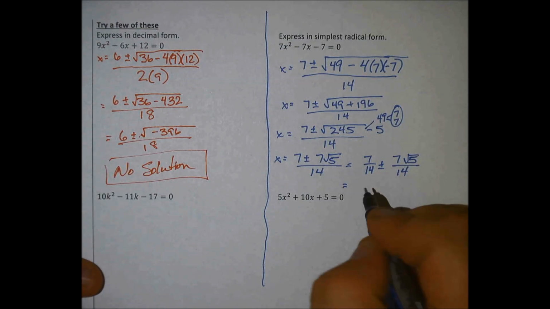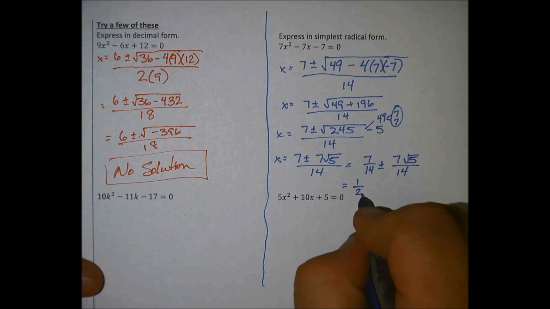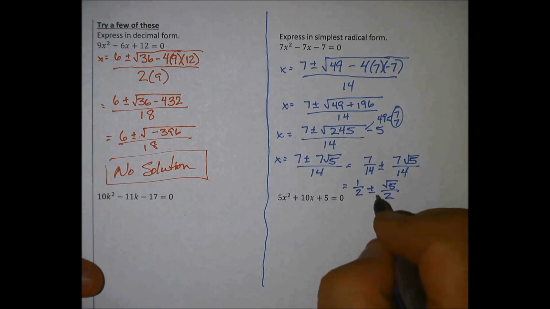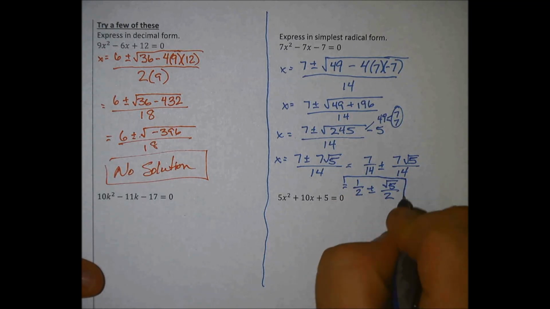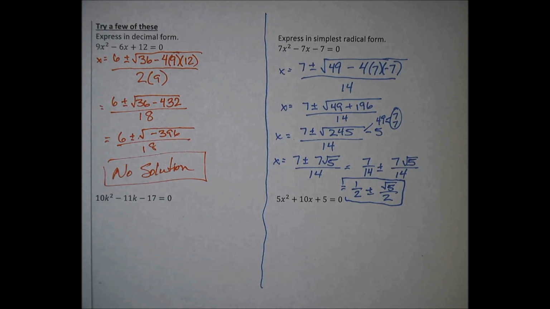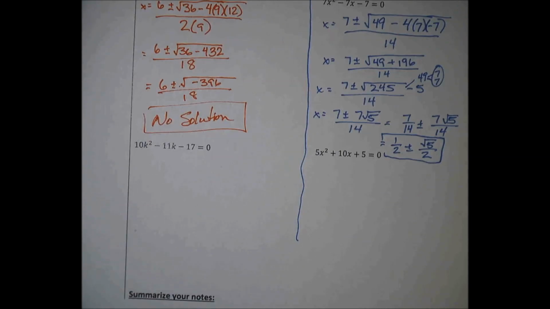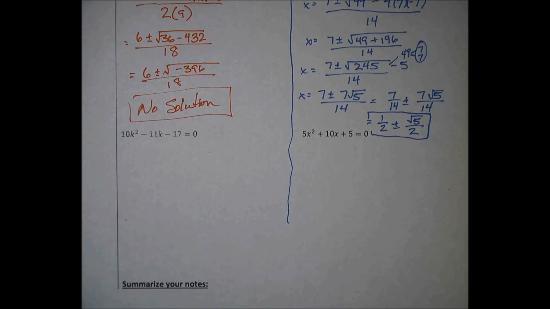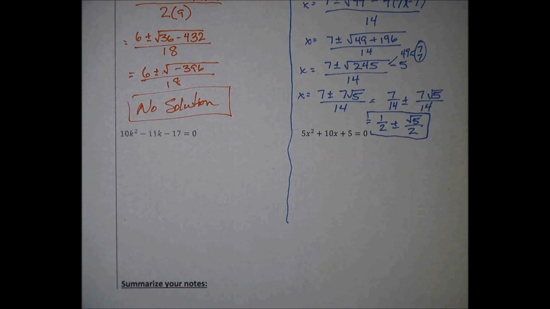The 7 over 14s can reduce, so 1/2 plus or minus square root of 5 over 2, or 1/2 times the square root of 5, but that's my final answer. Okay? Good job. Let's move on to the last two, and we'll call this a day. And there's a big tear coming out of my eye. We'll call it a year of math.